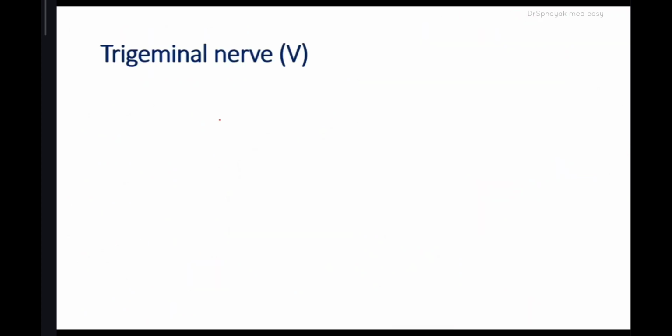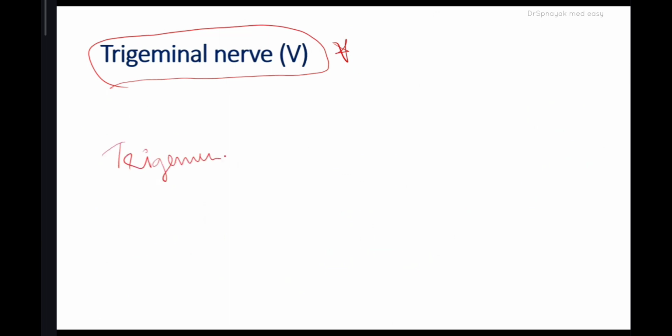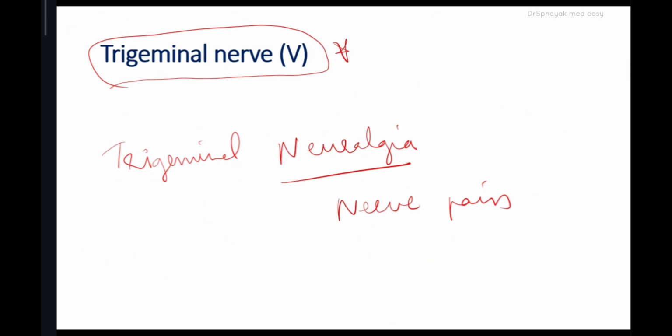Okay, now let's talk about the fifth cranial nerve. Very, very important nerve. The fifth cranial nerve is called the trigeminal nerve. There is one important condition called trigeminal neuralgia. Neuralgia means nerve pain. And if trigeminal nerve pain occurs, it will cause headache.